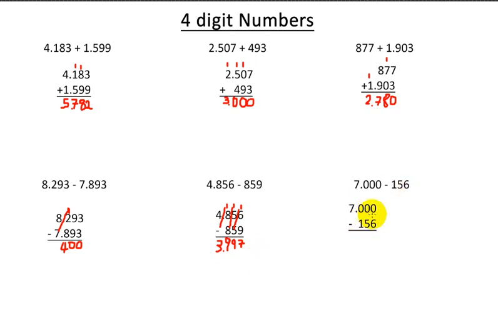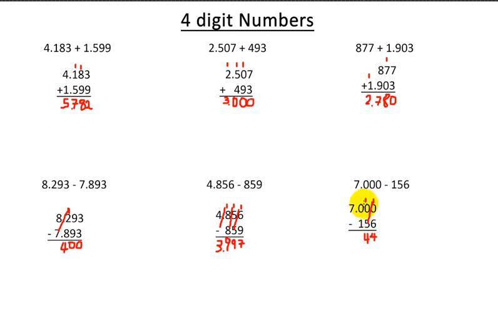Lastly, I have 7,000 take away 156. I start by saying 0 take away 6. Can't do 0 take away 6. So I borrow and the 0 becomes a 10. Take away 6 makes 4. I return this here. The 5 becomes a 6. I borrow again. 10 take away 6 makes 4 again.